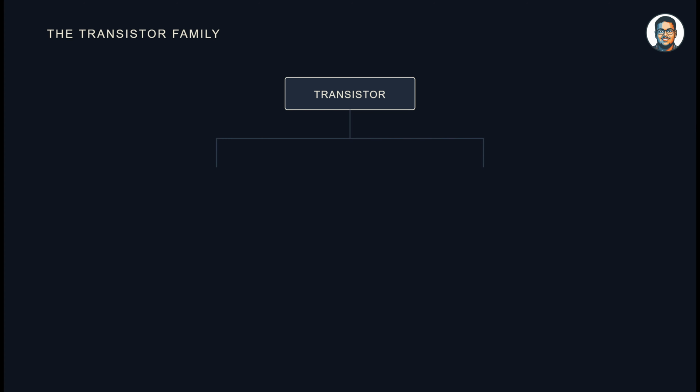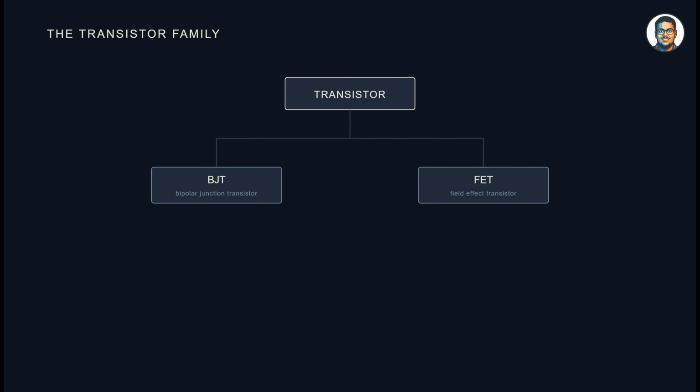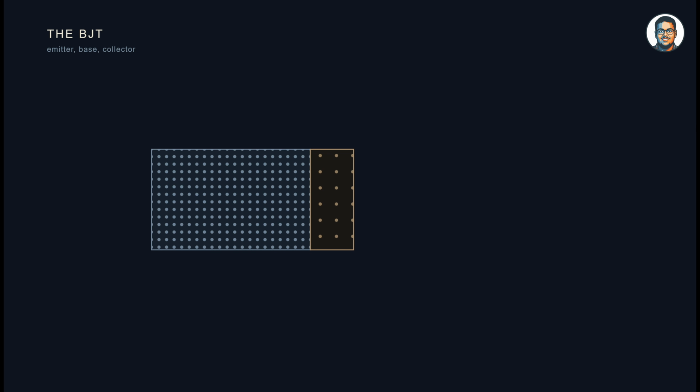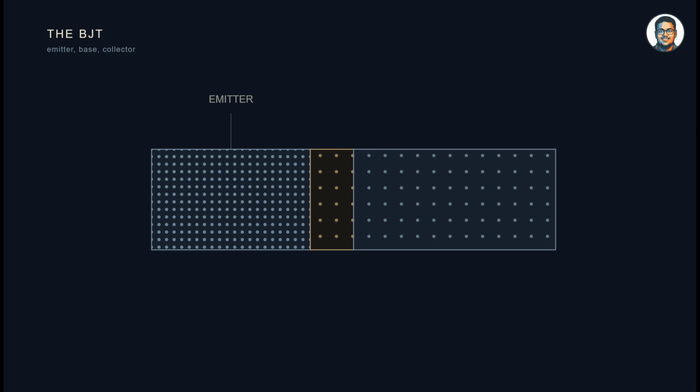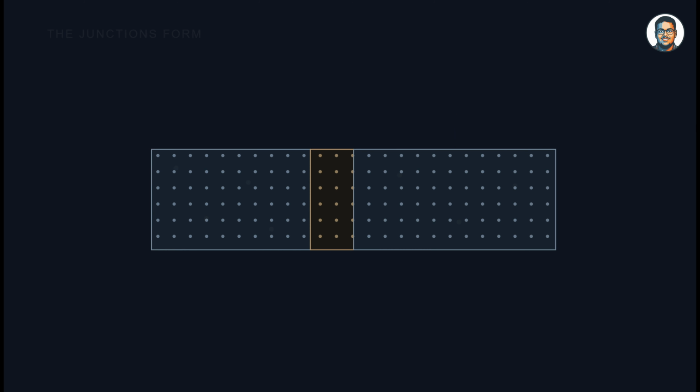Further, there are two types of transistors, a bipolar junction transistor (BJT) and a field effect transistor (FET), and they further have subtypes. BJTs have three terminals: emitter, base, and collector. Emitter and collector are n-type and the base is p-type.